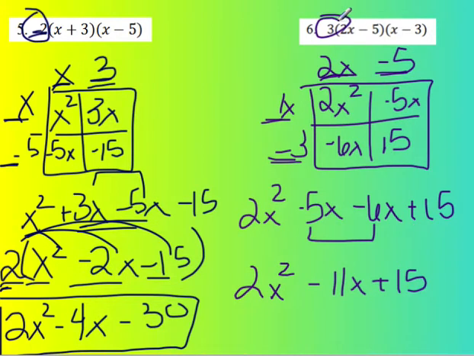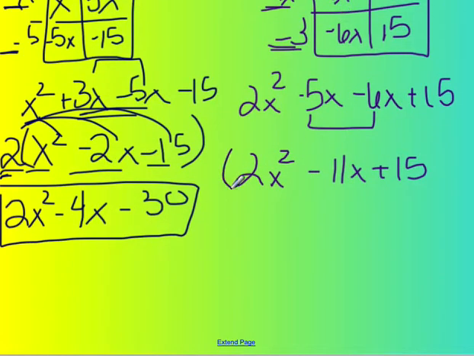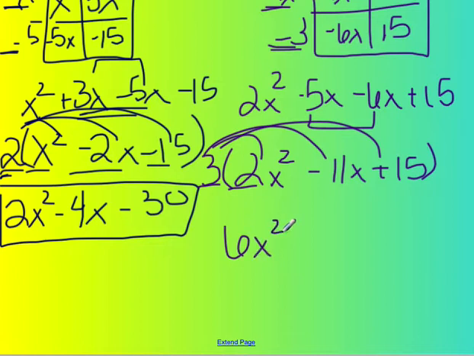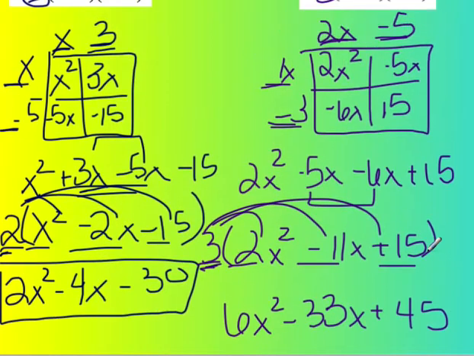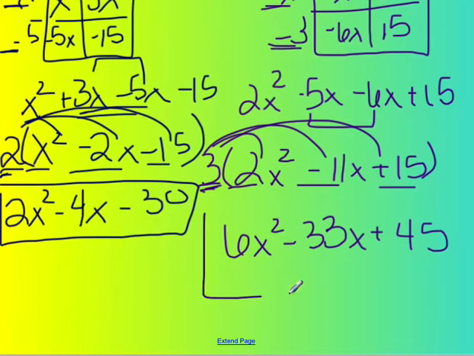Now I see that 3 being multiplied on the outside. So I need to multiply that 3 on the outside, and I'm going to distribute it into each term. 3 times 2 is 6, and then we have x squared. 3 times negative 11 is negative 33. 3 times 15 is going to give us 45. Okay, so that's your final answer for number 6.